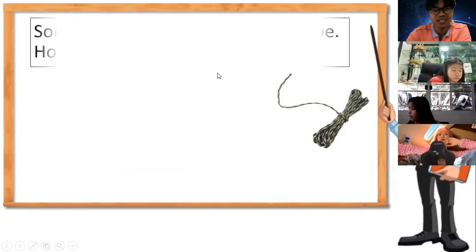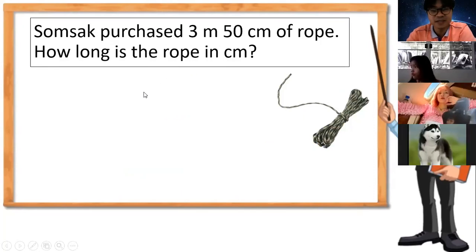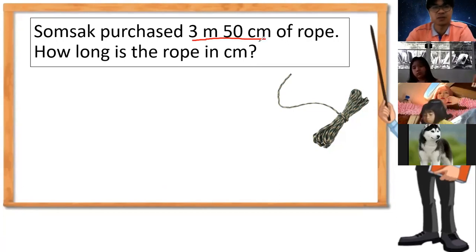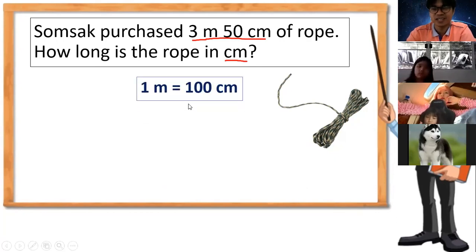Okay, another example here. There's a situation here. Look at the screen. Let me read it for you. Just follow, teacher here. Somsak purchased 3 meters and 50 centimeters of rope. How long is the rope in centimeters? Convert. What is the answer? How long is the rope in centimeters? 3 meters and 50 centimeters.